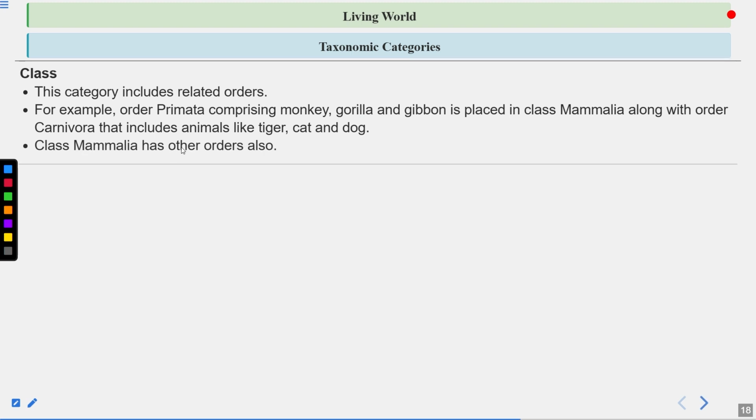The class Mammalia has other orders also, like Rodentia, Chiroptera. Okay, class Mammalia includes many orders. So it is an assemblage of the orders.